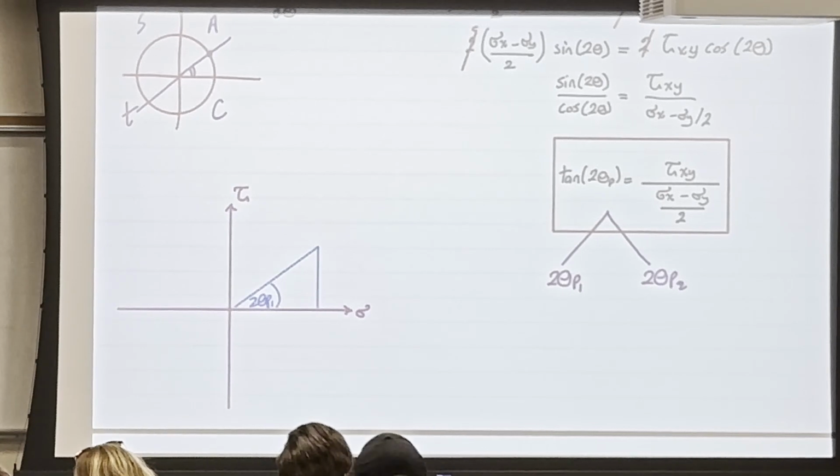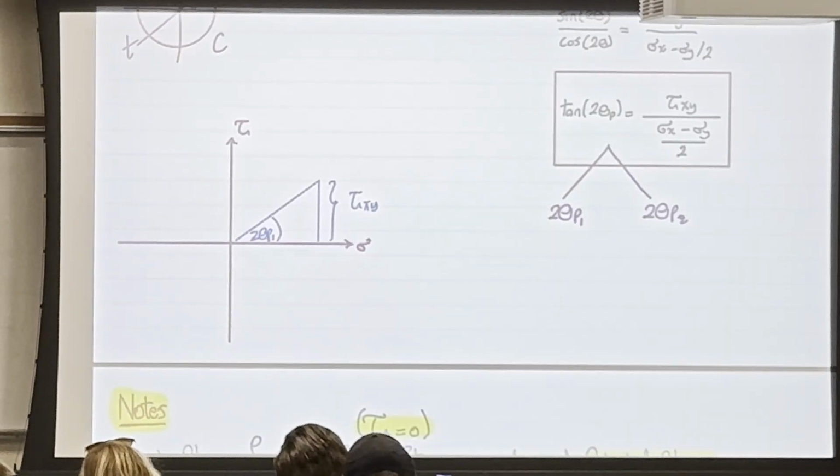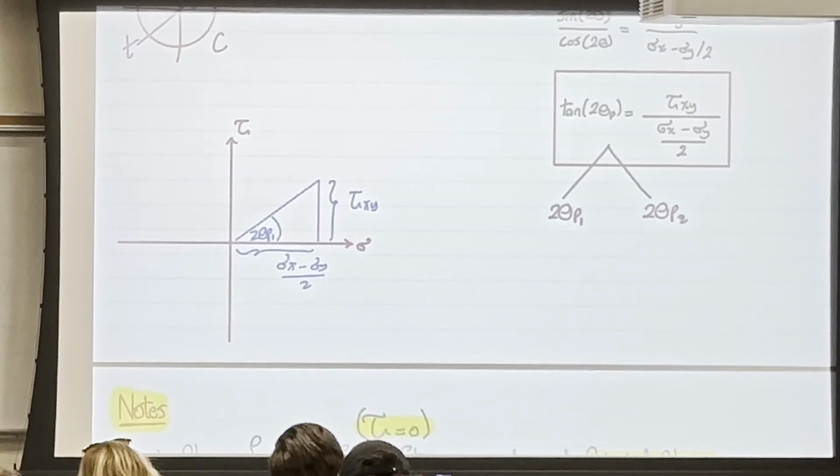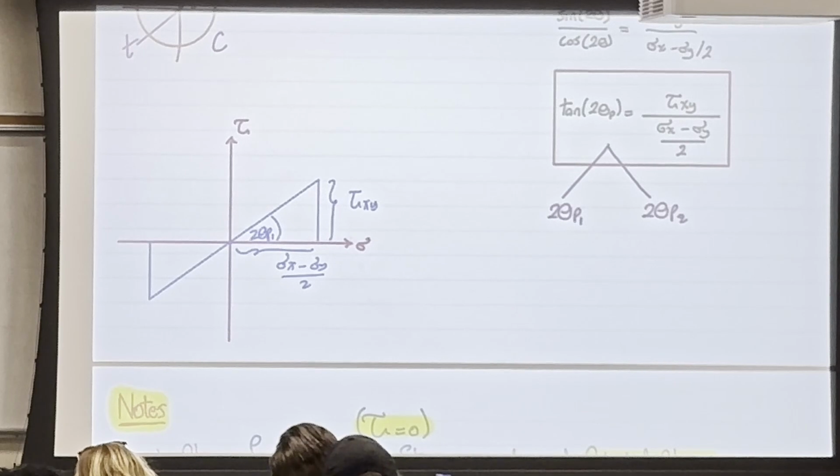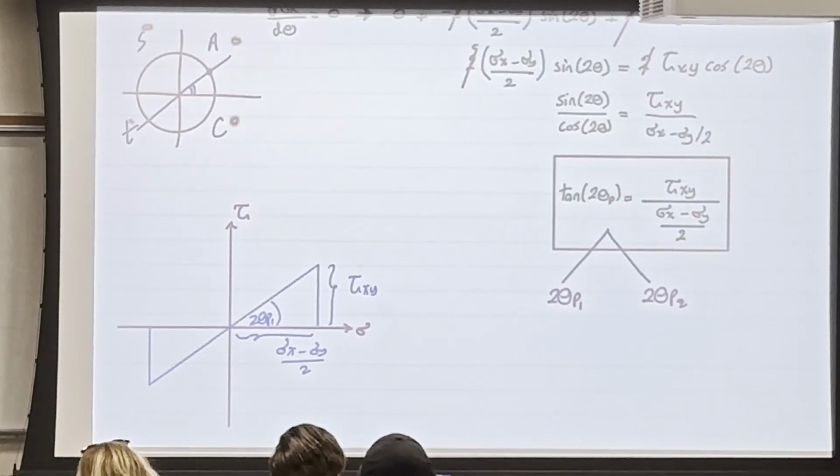And this side is going to be tau xy. And the adjacent is going to be (sigma x minus sigma y) over 2. Do you see it? That is for one root in the equation. But for the other root, because tan is also going to give me the same answer in the third quadrant, from the ASTC, if you remember it from high school.